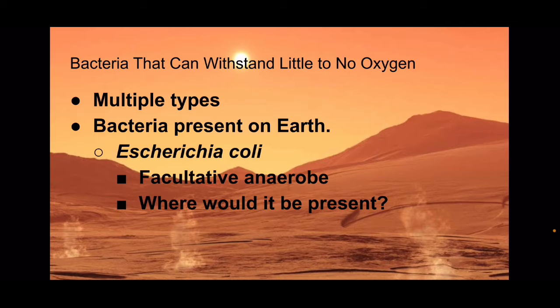One of which is Escherichia coli. This is a gram-negative rod bacteria, and it is a facultative anaerobe. So, facultative anaerobes are those that can survive without oxygen, but use it when it's available. This type of bacteria would be most likely to be present underneath the surface of Mars.